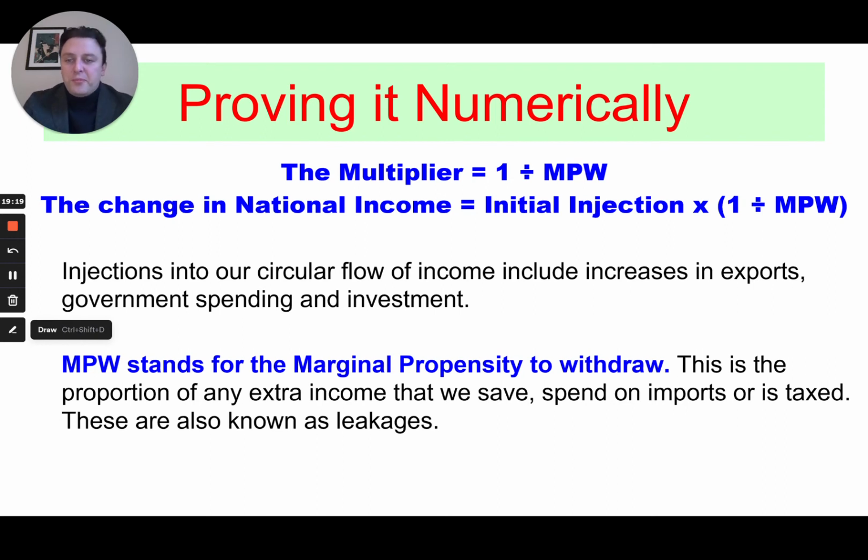And we'll talk about that in a minute, break that down and see what it looks like and do some practice. Injections into our circular flow of income include an increase in exports, an increase in government spending, and an increase in investment. And the marginal propensity to withdraw is the proportion of any extra income that we receive that we save, that we spend on imports, or that we spend on taxes. This is also known as leakages in the circular flow.